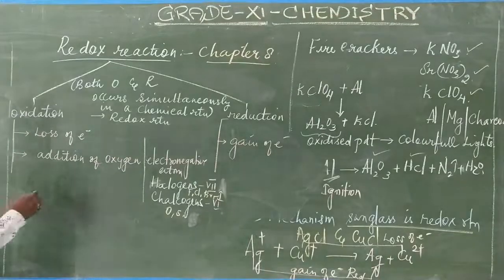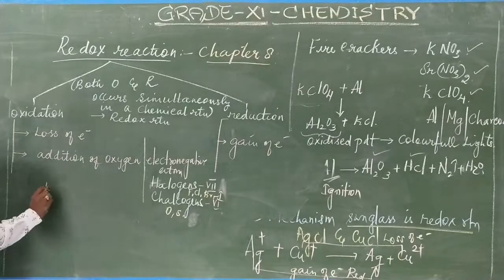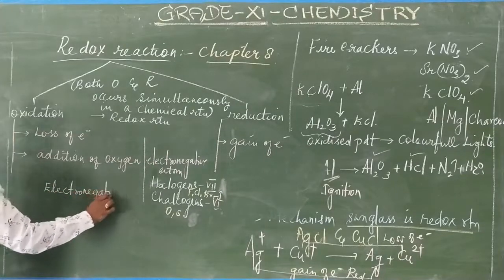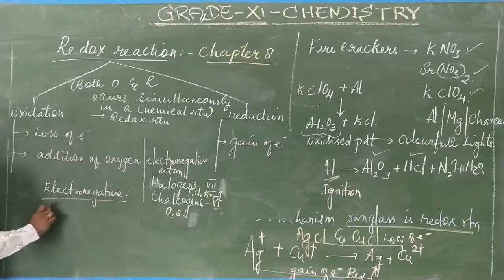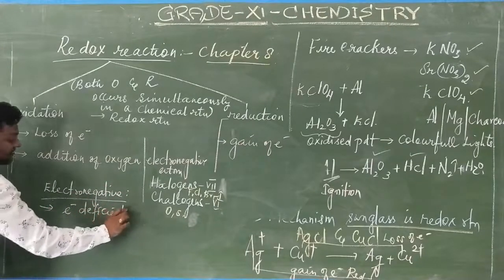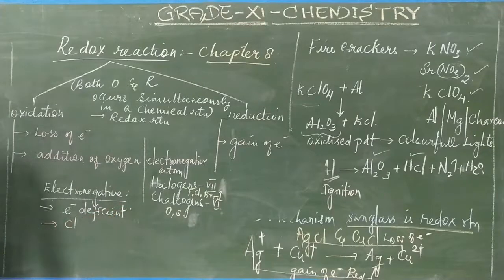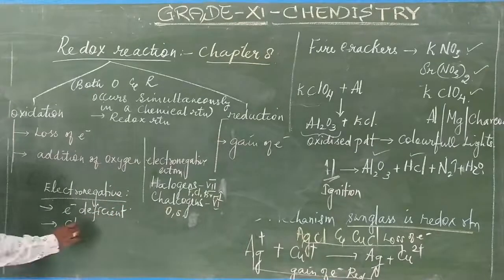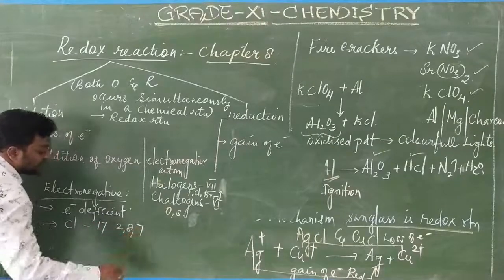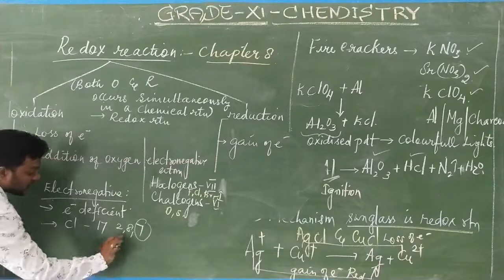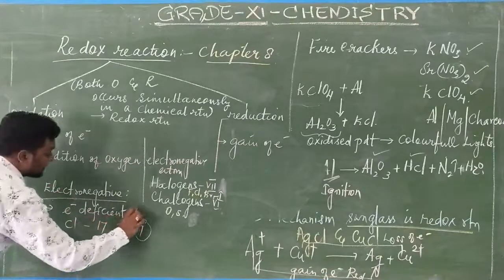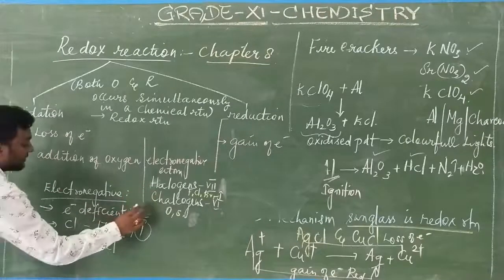So electronegative, I will give you the explanation. What is electronegative? Electronegative means an atom which is electron deficient. Say for example, I am taking chlorine. What is the atomic number of chlorine? Atomic number is 17, so 2, 8, 7. So it needs one electron to attain the stable configuration. Now, the electron deficient center or site.